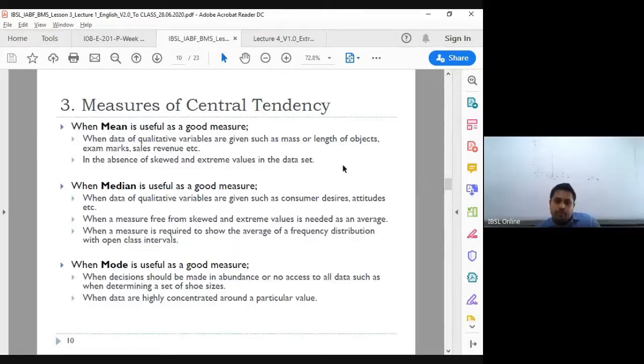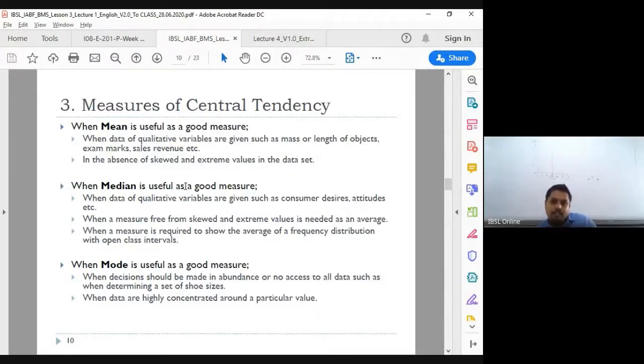Mean is useful as a good measure when data of qualitative variables are given, such as mass, length of objects, exam marks, sales revenue, etc. Sorry, it's not qualitative, it should be quantitative. Isn't that so? And in the absence of skewed and extreme values in the data set. Now, when you have skewed and extreme values, as we discuss again and again, the mean value will give you a number which might not really represent the data set. So, these are instances where mean is going to be useful.